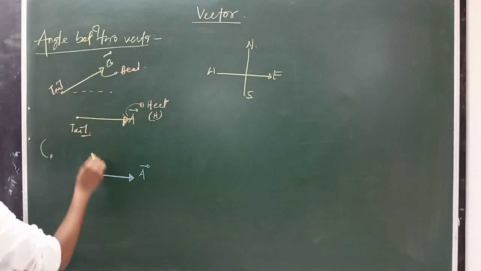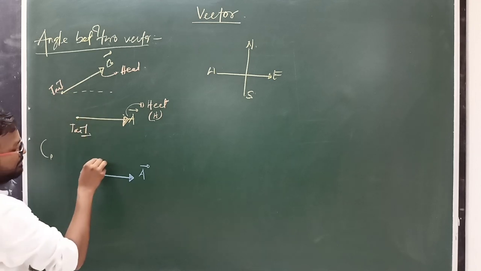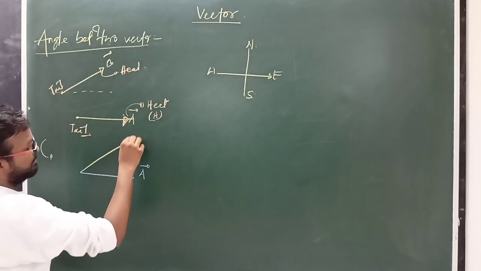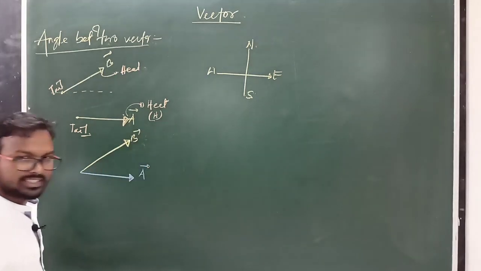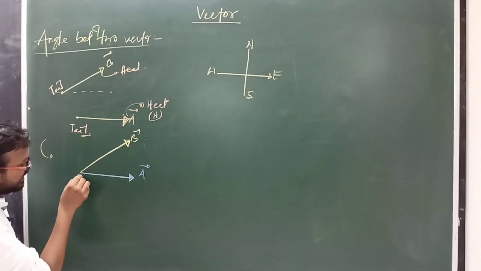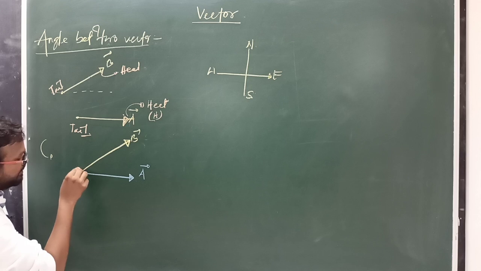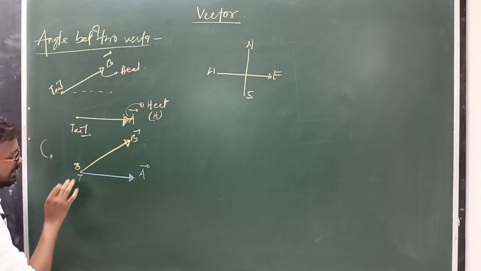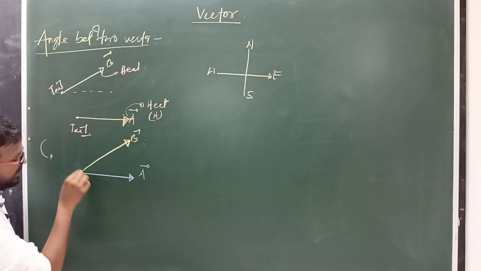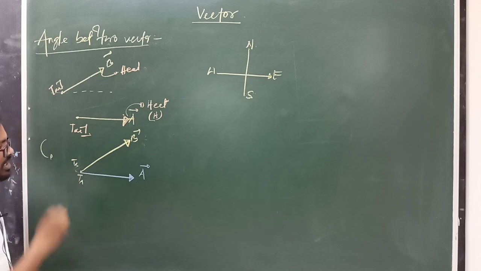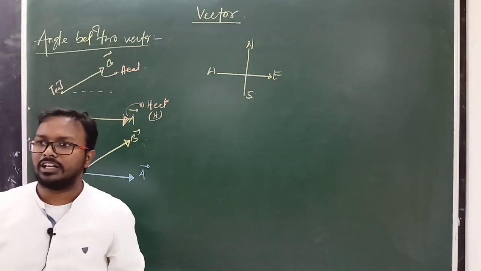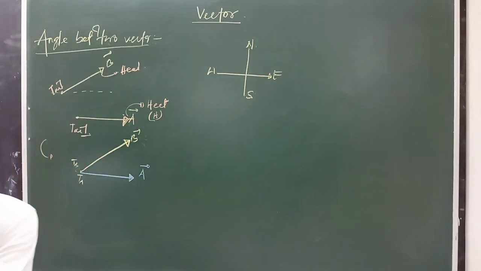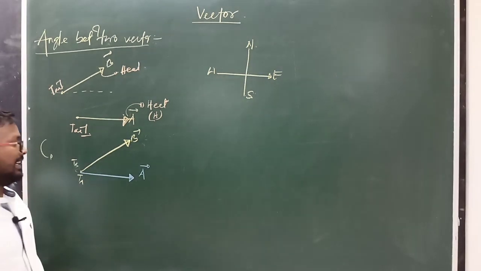This point is the tail of vector B, and this vector is the B vector and this vector is the A vector, and here this point is the tail of A and this point is the tail of B. Clear? Now coincide the tail of A and the tail of B, then we get two angles.